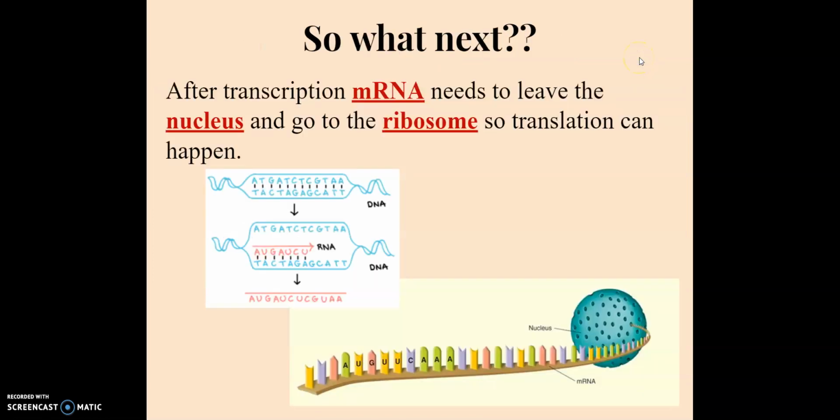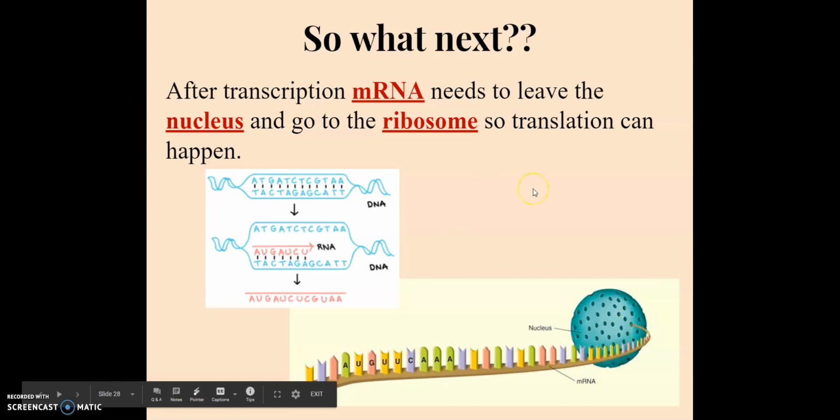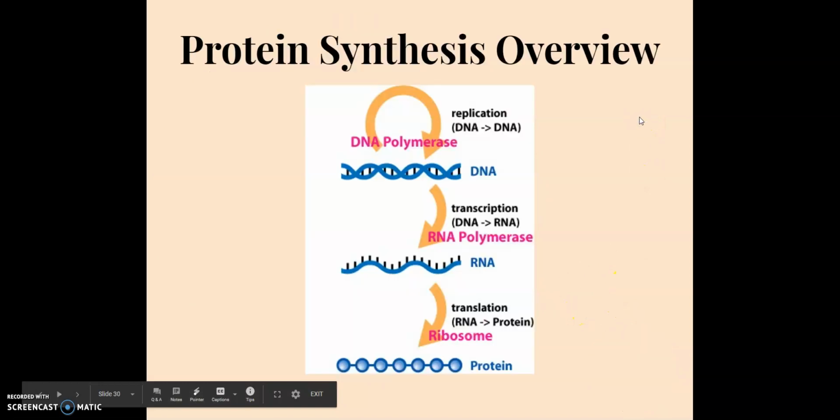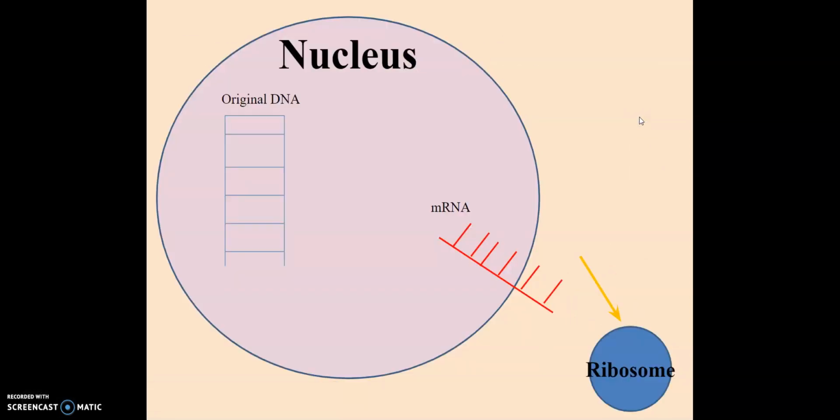So what's next? After transcription, that mRNA needs to leave the nucleus and go to the ribosome, so translation can happen. So we've already transcribed, created that mRNA, and now the mRNA is going to leave the nucleus to go to the ribosome. Okay. So from here, you're going to complete your transcription practice in your practice packet. It's just that front page of the packet you're going to complete for the rest of today.